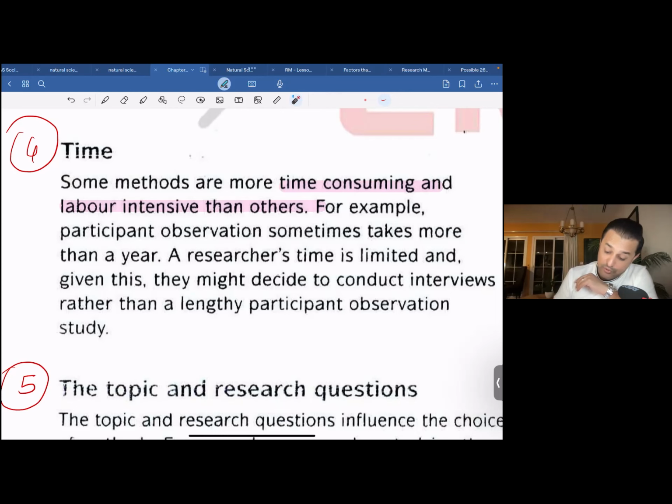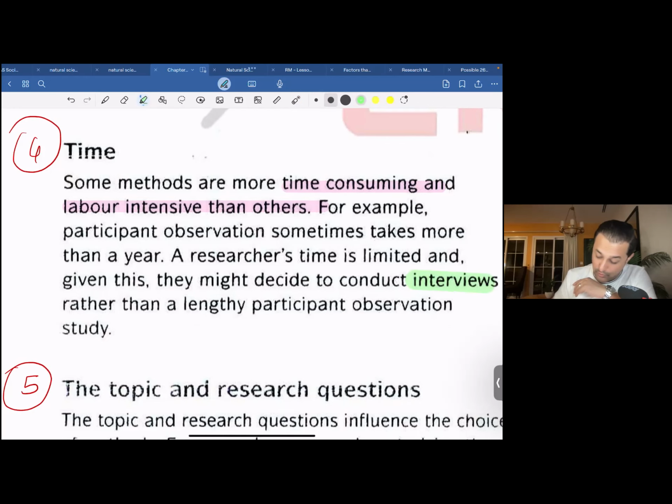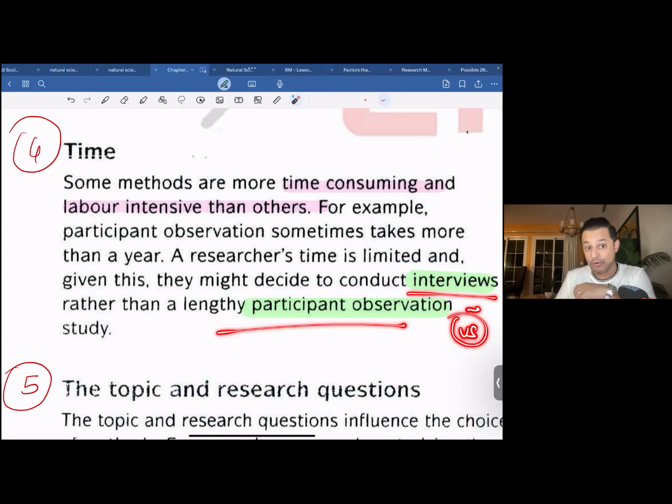Some methods are more time consuming and labor intensive than others. For example, participant observation sometimes takes more than a year. A researcher's time is limited, and given this, they might decide to conduct interviews rather than a lengthy participant observation study. So we compared two different research methods here. Participant observation takes more time, interviews relatively take less time, questionnaires take even lesser time, right?